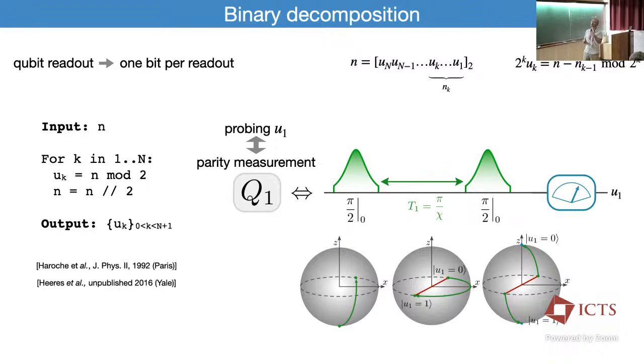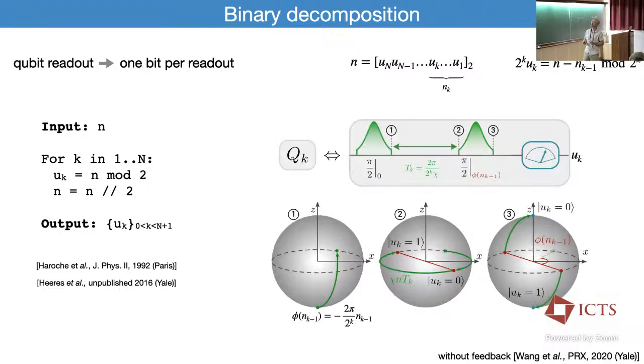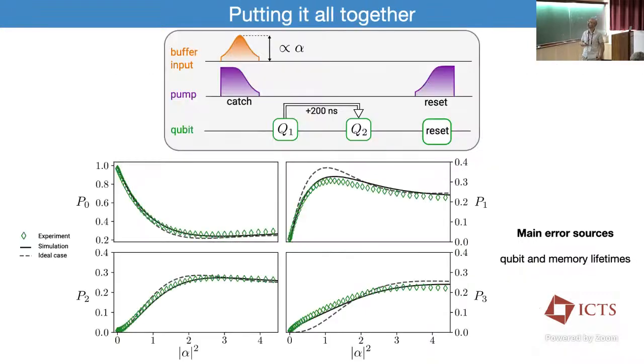If we want to measure the second least significant bit, there are two ways to do it. The way we did was to use feedback. So we do a pi/2 pulse again, and then we wait for a time which is now shorter. It's 2 pi/(2^k chi), where k is the index of the bit, and we do a final rotation, which is conditioned. The axis of rotation is conditioned on what we measured earlier, so on the other least significant bits. So if we do that, we can encode bit by bit the decomposition of the number of photons.